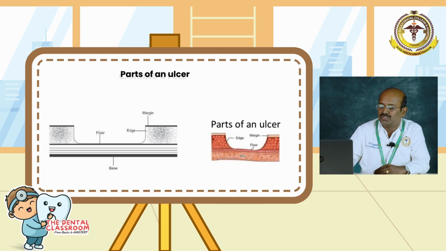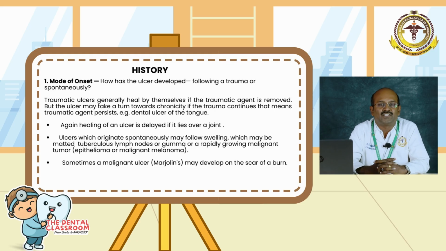Then we'll move on to the history of an ulcer, the mode of onset, how the ulcer starts, whether it is a traumatic ulcer or a spontaneous ulcer. The traumatic ulcer will generally heal in a week's time to 10 days once the trauma has been removed. If the trauma is not removed, it turns slowly into a chronic ulcer. For example, a sharp cusp of a tooth which is hurting the tongue can even turn into a cancerous ulcer.